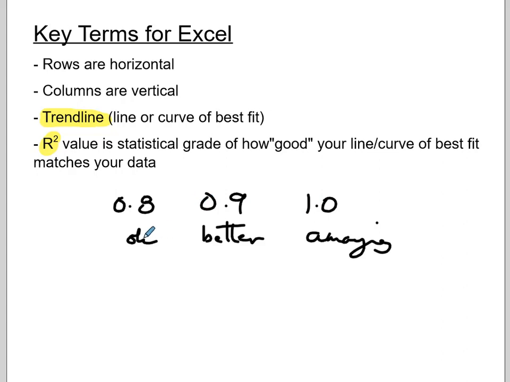Okay, so as you get closer to 1, that means your relationship, whether it be a line or a curve, is becoming more exact. It matches your data better. So this is our target. We're trying to get a 1 with this R squared value, and I'm going to show you what that looks like.